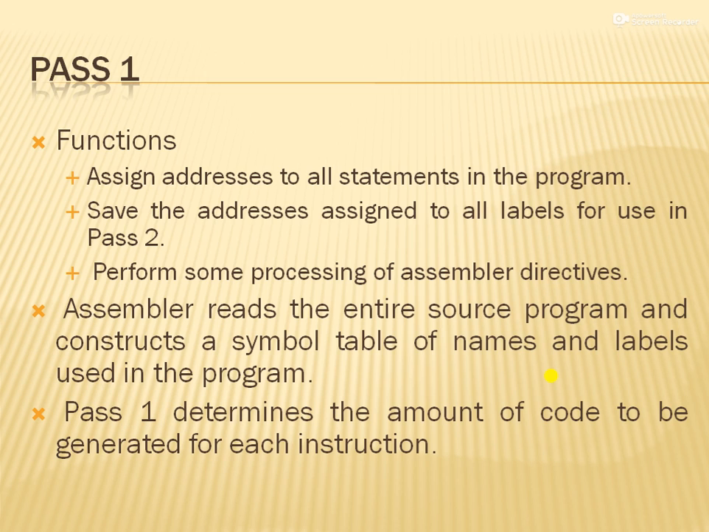The assembler will be reading the entire source program and constructing a data structure known as the symbol table, consisting of different names and labels along with their addresses used in the program. This can be used by Pass2. Pass1 also determines the amount of code to be generated for each instruction. The output of Pass1 will be an intermediate code along with the symbol table.